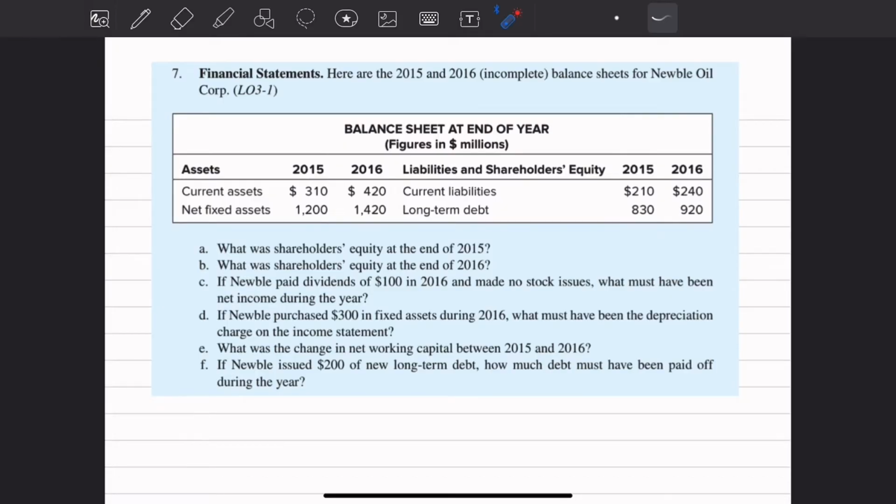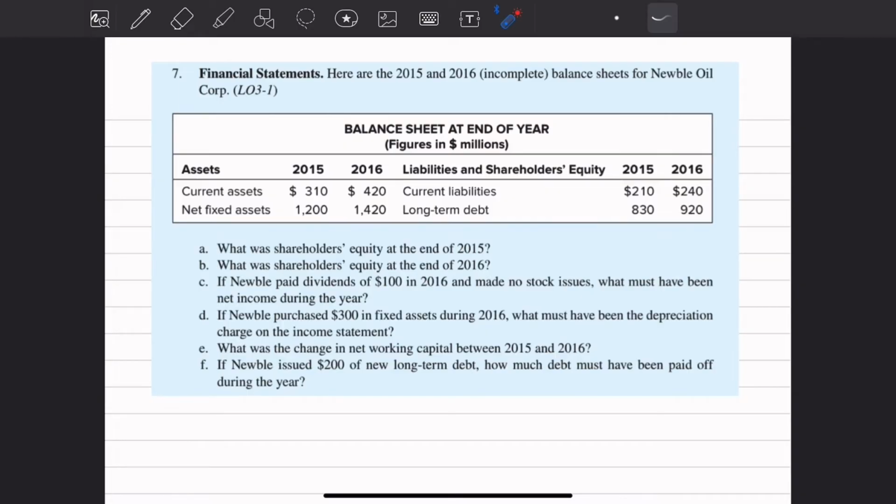We are still working on Chapter 3 problems, and in this particular video we're going to be looking at problem number 7. It says, here are the 2015 and 2016 incomplete balance sheets for New Billy Oil Corp. We have the balance sheet data missing the shareholders' equity. We have the assets and the liabilities. We have two kinds of assets, current assets and net fixed assets. And for liabilities, we have current liabilities and long-term debt.